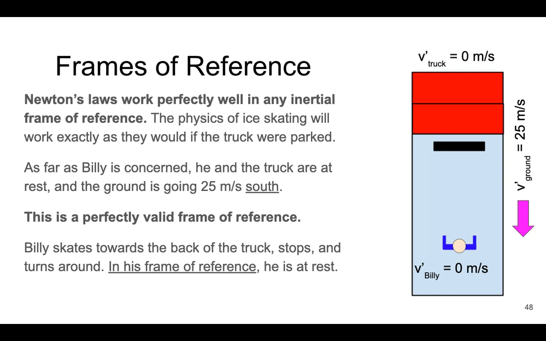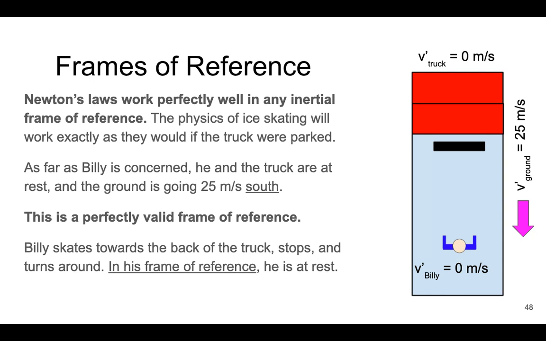So as far as Billy is concerned, he and the truck are at rest. He's not going to say that the truck is going 25 meters per second north. He's going to say, no, me and the truck are at rest, and it's the ground that's going 25 meters per second south, which sounds a little bit weird, but that is actually a perfectly valid frame of reference. And hopefully it doesn't sound too weird. You can imagine sitting as the passenger in a car, looking out the window and saying, oh, the trees are rushing by. Well, the trees don't rush by. Trees never rush anywhere. But from your point of view, in plain English, in your frame of reference, in physics speak, you're at rest, the car's at rest, and the trees are rushing by.